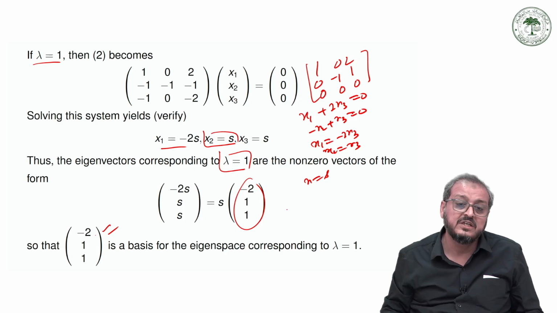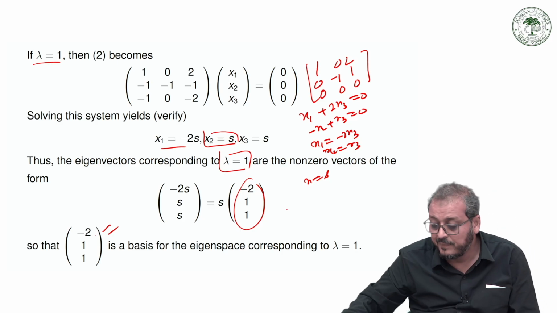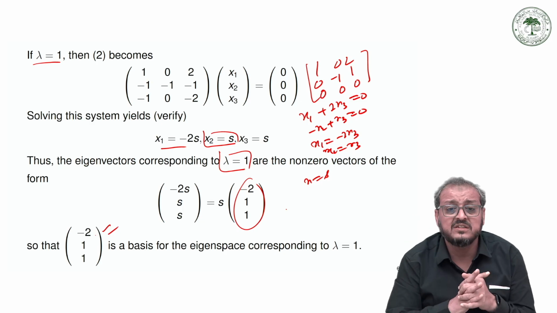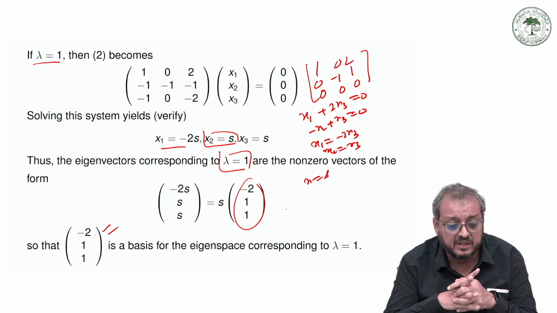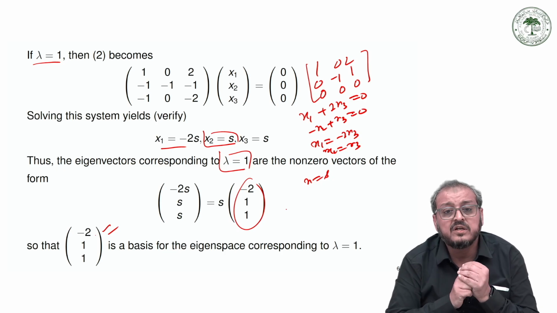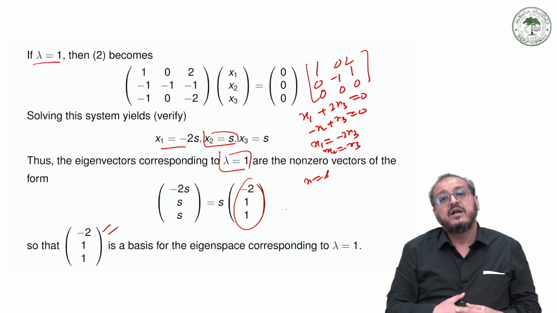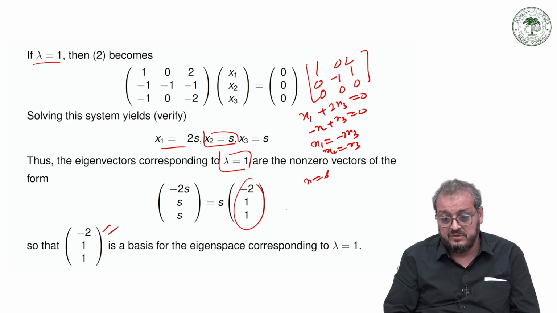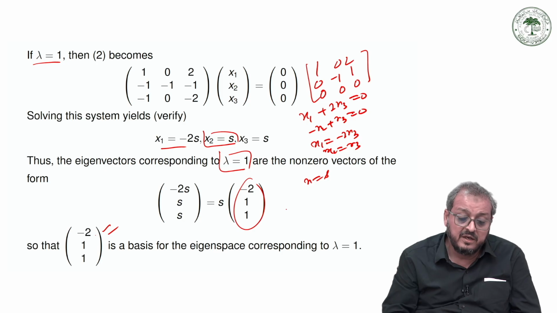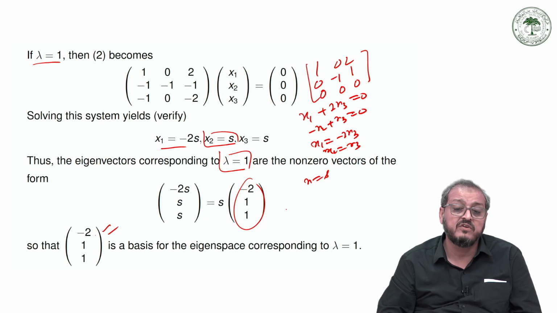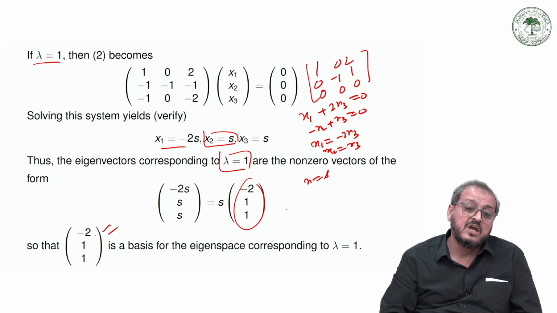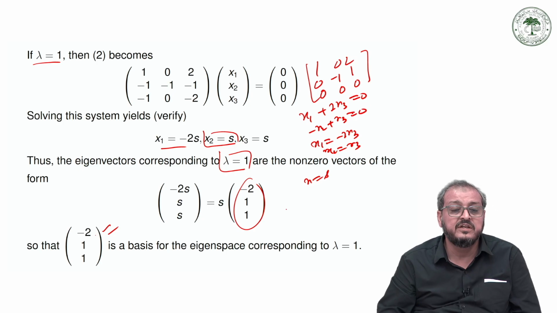Now a very interesting thing: whatever eigenvectors we calculate, they form a linearly independent set, and if they are linearly independent, they form a basis. I will stop today's class here, and in the next class we will continue this discussion. We will show that the eigenvectors corresponding to distinct eigenvalues are always linearly independent.